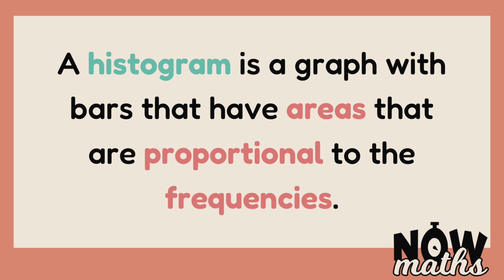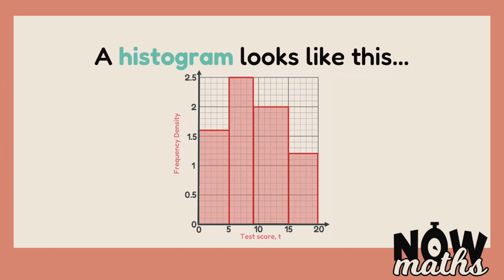Next we'll take a look at what a histogram is. A histogram looks very different to a frequency polygon because it is made up of bars and each bar has an area that is proportional to the frequency it represents. A histogram looks like this, and because the bars have areas proportional to the frequency, the larger the area of the bar, the larger the frequency it represents.